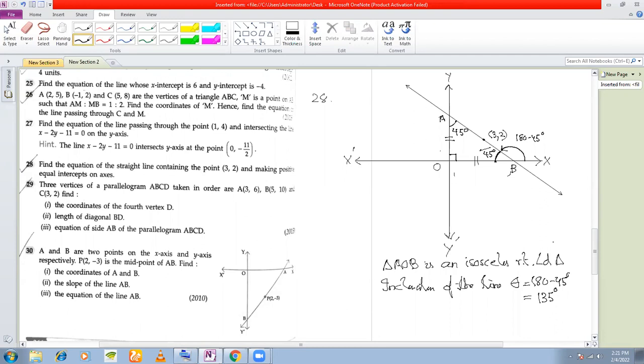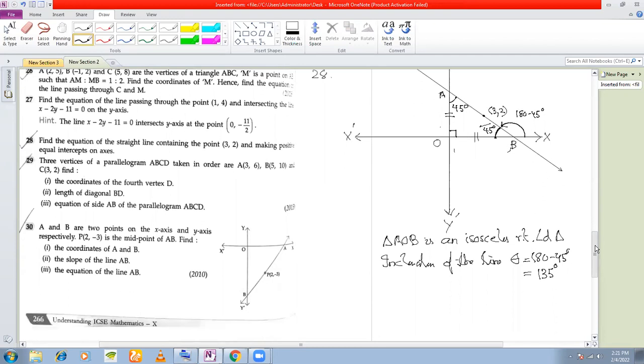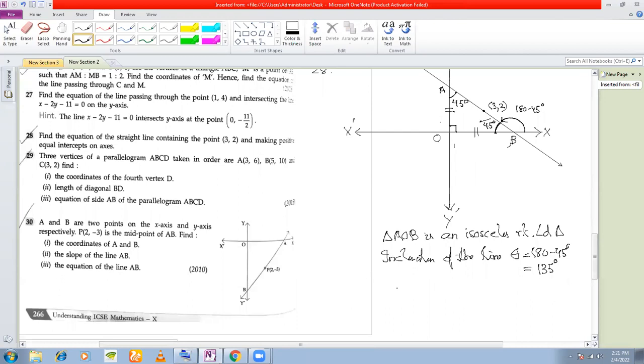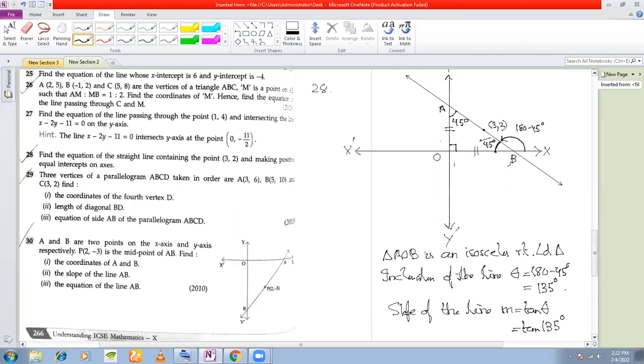and therefore what should be the slope of this line? Slope of the line m must be equal to tan theta, right? Which must be equal to tan 135 degree, right? But you don't know how to calculate tan 135 degree. Okay, fine. I'll see if you can do this in some other way. Okay, I'll stop here for today.